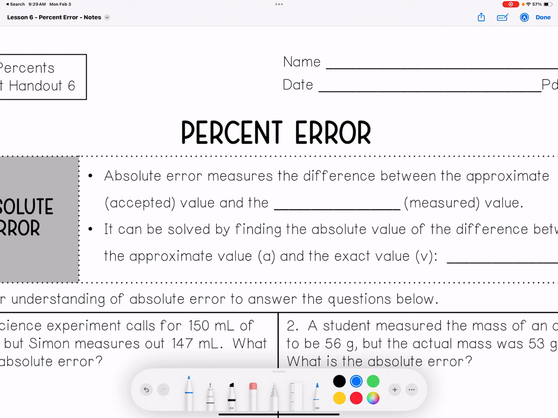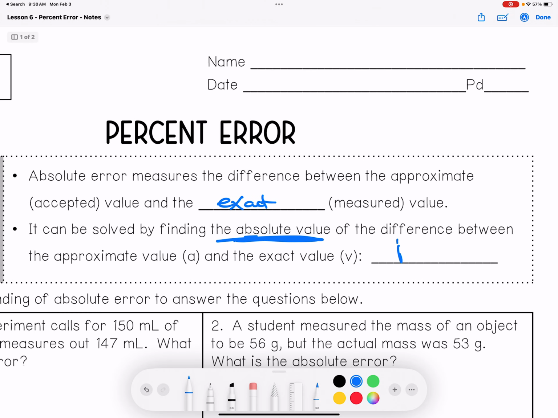Absolute error measures the difference between the approximate value and the exact value. So it basically tells us the difference in our guess and what it actually is. It can be solved by finding the absolute value, which is very important, the absolute value of the difference between the approximate value and the exact value. And the way that's going to look is a line for absolute value, a minus x, absolute value.